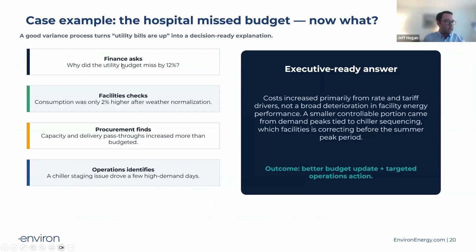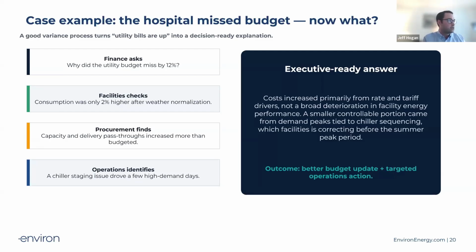So an example, and again, this is a hypothetical example: if a hospital missed the budget, now what? The finance team asks, why did we miss the utility budget by 12%? The facilities team conducts their analysis and states that consumption was only 2% higher after we weather normalized the data. The facilities team finds that the capacity and delivery pass-throughs increased more than we budgeted. And then operations identifies that a chiller staging issue drove high demand days during a bill period.